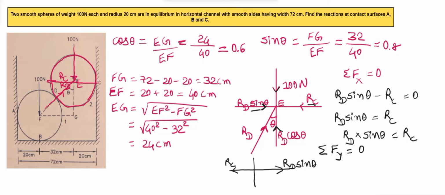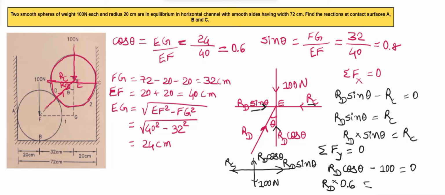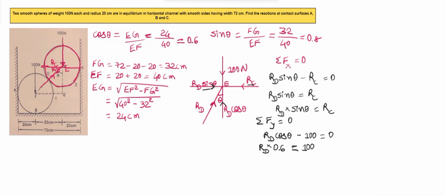But before that, we'll find sigma Fy, which is the vertical forces. Here as you can see, Rd cos theta, and this is 100 Newton acting in the downward direction, which means Rd cos theta minus 100 equal to 0. So it will be Rd cos theta is equal to 100. Cos theta is 0.6. So we'll write Rd into 0.6 is equal to 100. From this we get Rd is equal to 100 upon 0.6, which will be 166.67 Newton.